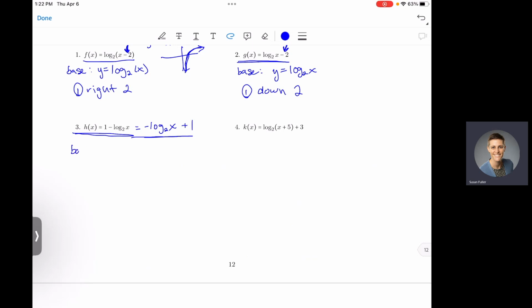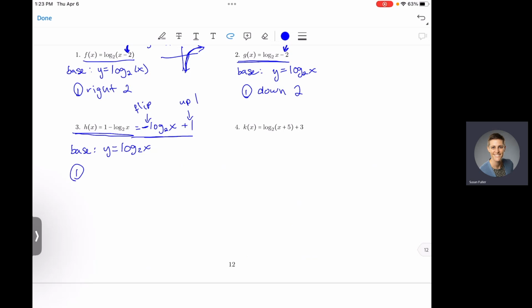Again, if you get rid of anything that makes a transformation, our base function is y equals log base 2 of x. And the things that cause transformations are this negative out front and this plus 1 here. This negative out front will flip us upside down. And this plus 1 out here on the end will shift us up 1 unit.